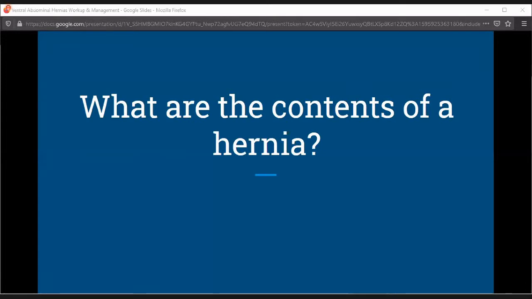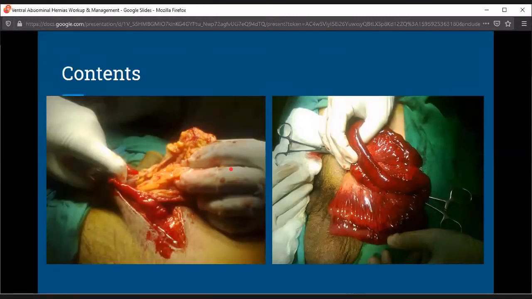For example, there is omentum in the abdominal cavity, so omentum can be part of this. Small bowel can be a part of this. Bladder can be a part of the hernia. Anything which is intra-abdominal can go into the hernia. Sometimes in children there can be even liver over here.